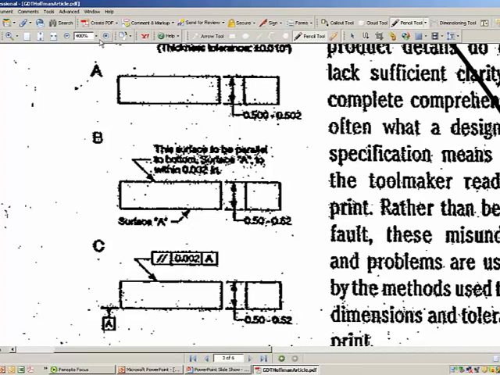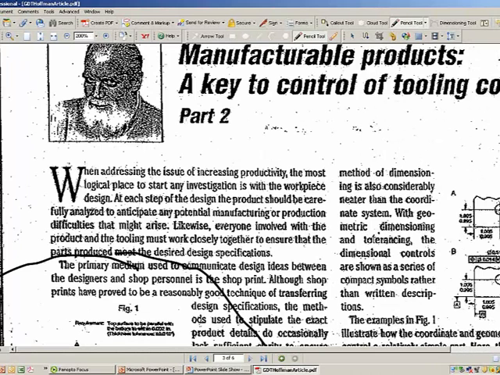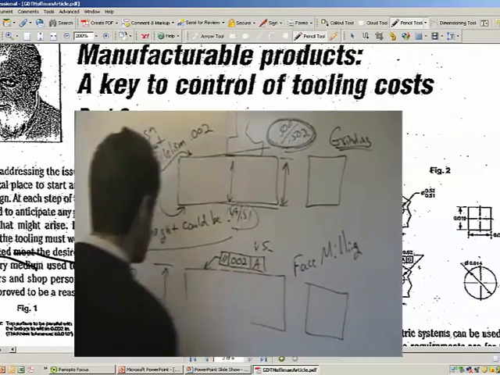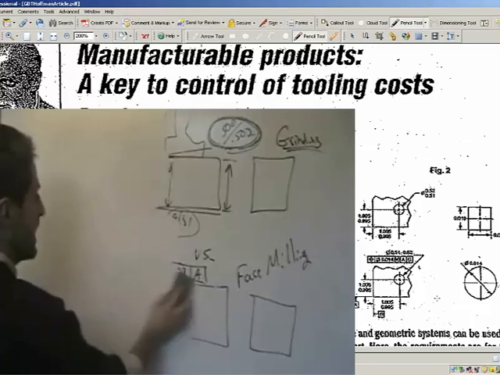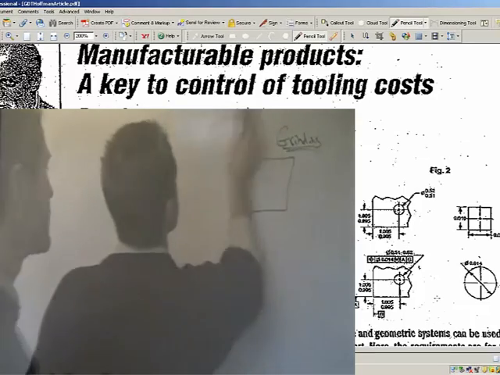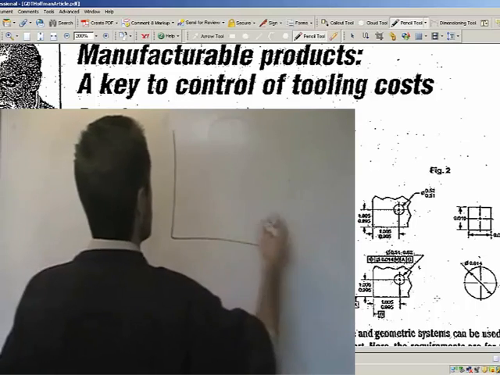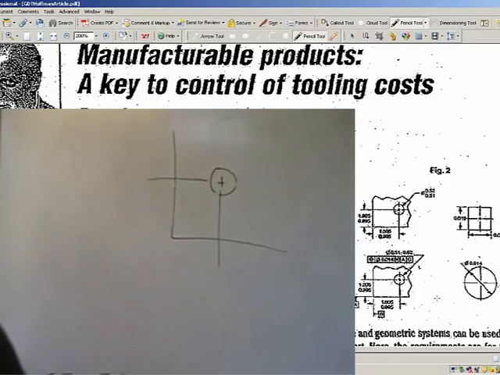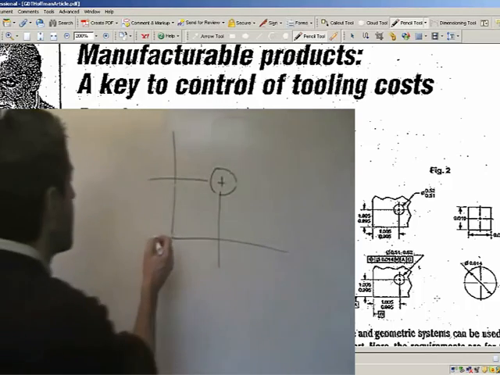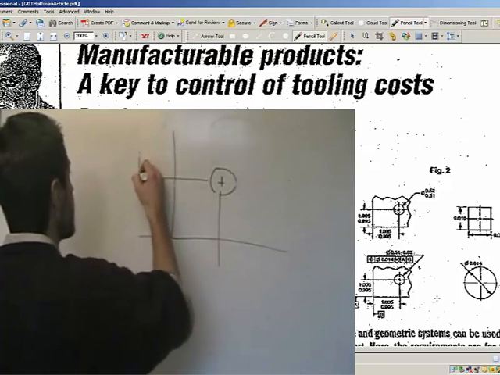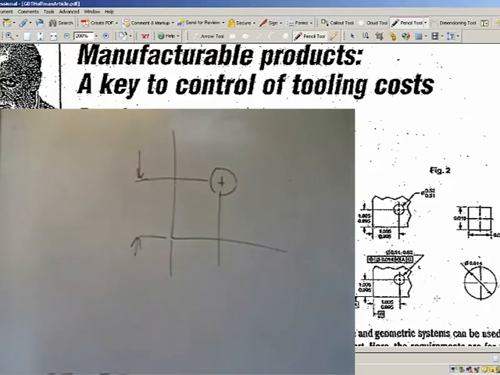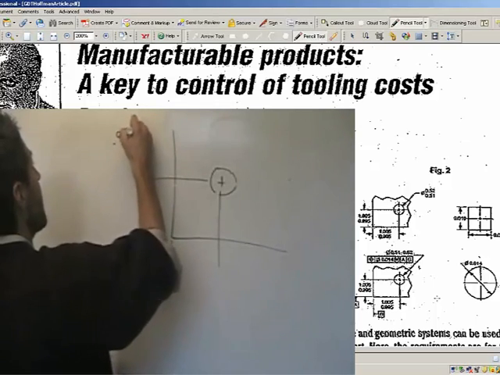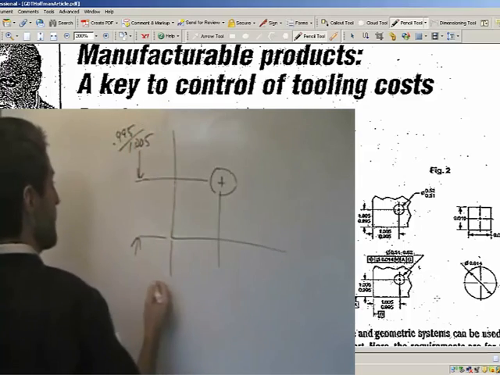The second example I have is right on the same page here. There's figure 2, and I'll draw that on the board too. It's just a hole in the corner of a block. Again, not very complicated. There's a block, the hole in it, and the regular coordinate tolerancing is given to the sides of the block. It's got to be 1 inch plus or minus 5, so 0.995 to 1.005. Okay? Same here.